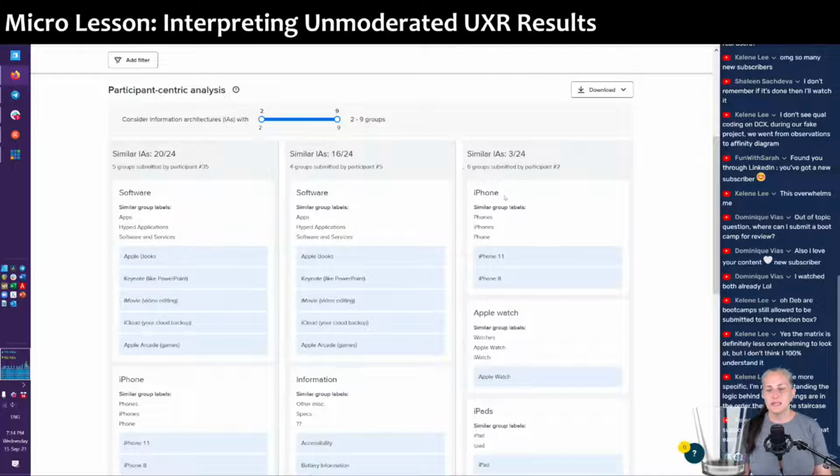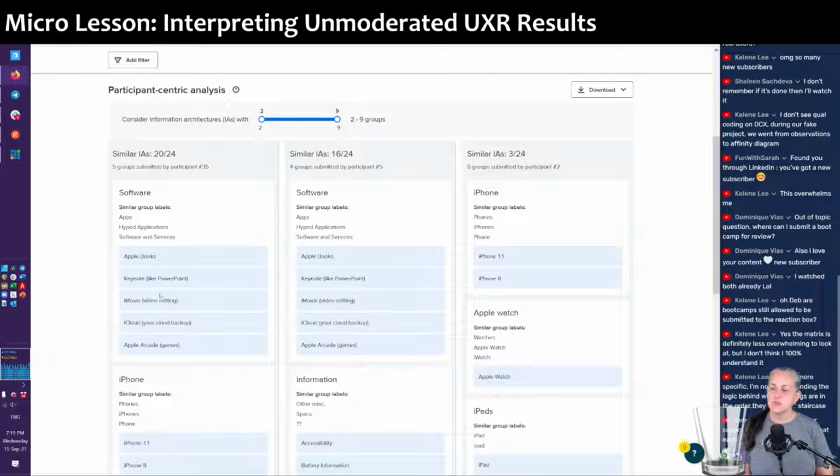We tended to see iPhone show up with the iPhone 11 and the iPhone 8 showed up together, and people tended to name this category iPhones or phones. Hey, we tended to see Apple Books, Keynote, iMovie, iCloud, and Apple Arcade grouped together, and people tended to give them names like apps or software. So I think this one is a helpful one also because, again, it's trying to crunch this for you.